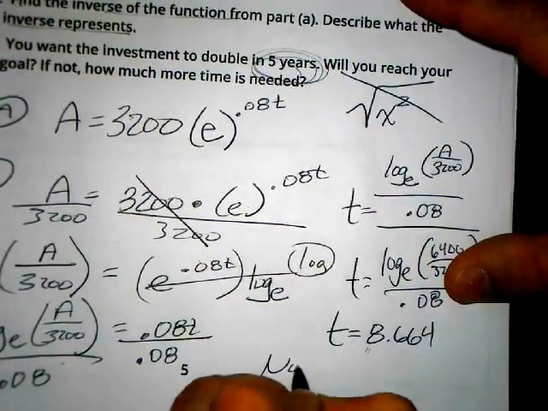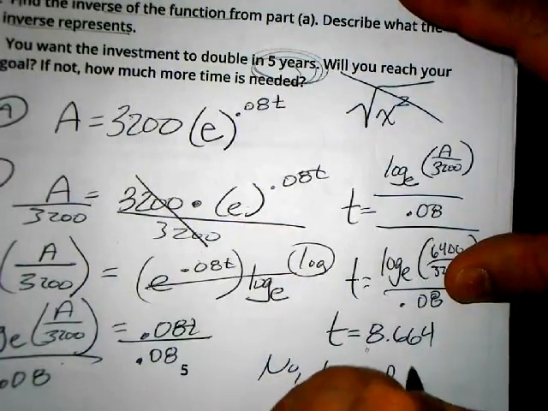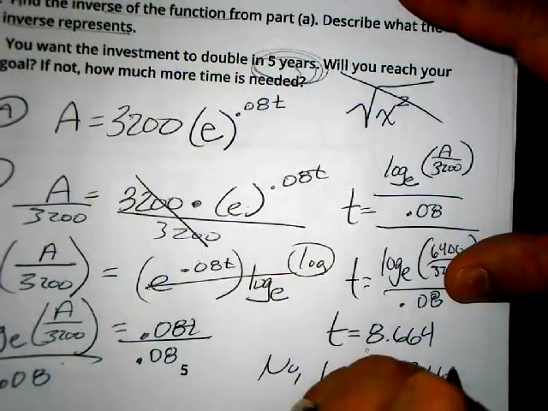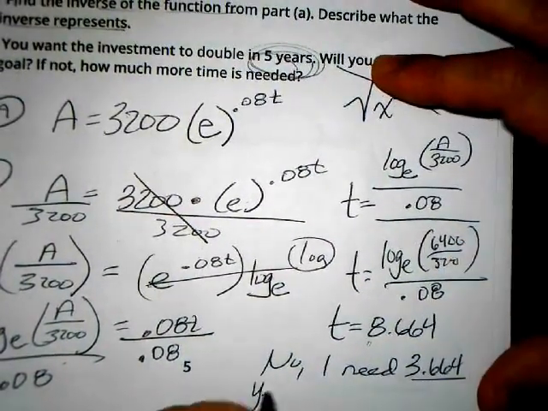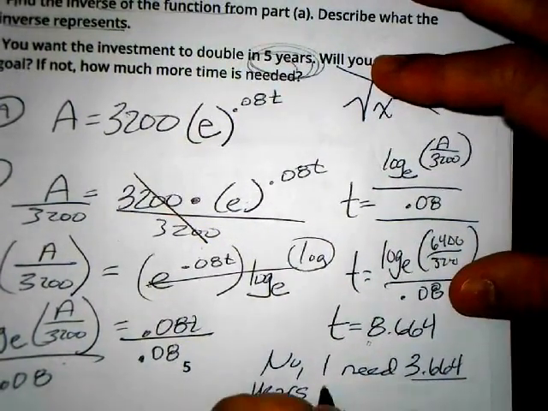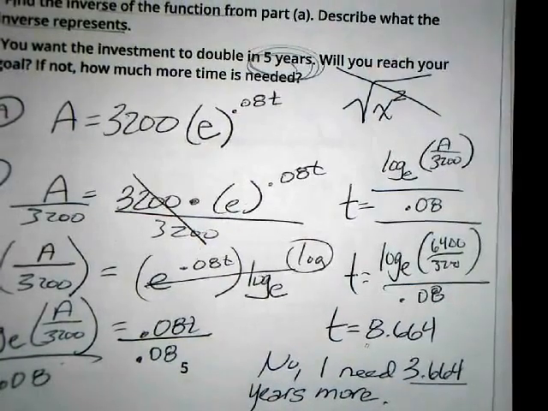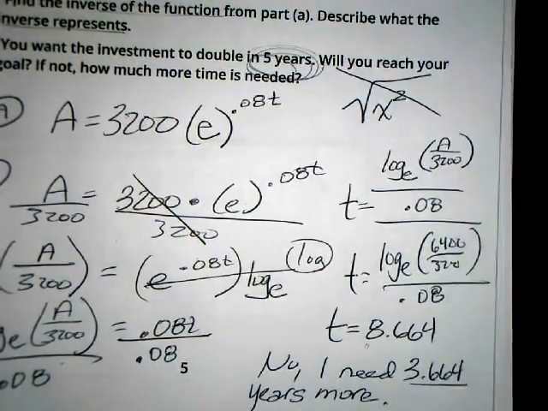So you can say, no, I need 3.664, 3 decimal places, more years. Yellow is not strong today. Sorry. All right.